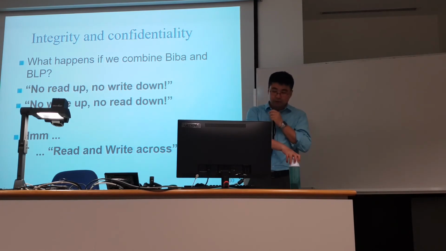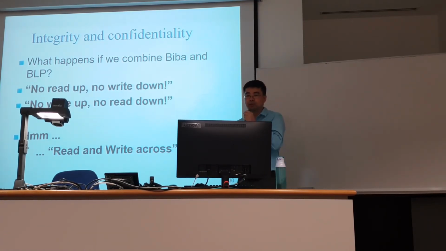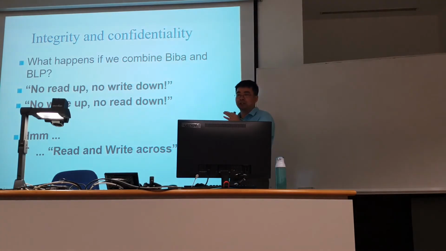Then you may ask, if we only care about confidentiality or integrity, we can define a policy or a model. But what if we want to have both? Because both are important security properties. We want to have both confidentiality and integrity. Then how do we make sure we can achieve both, right? Because the rules are opposite.